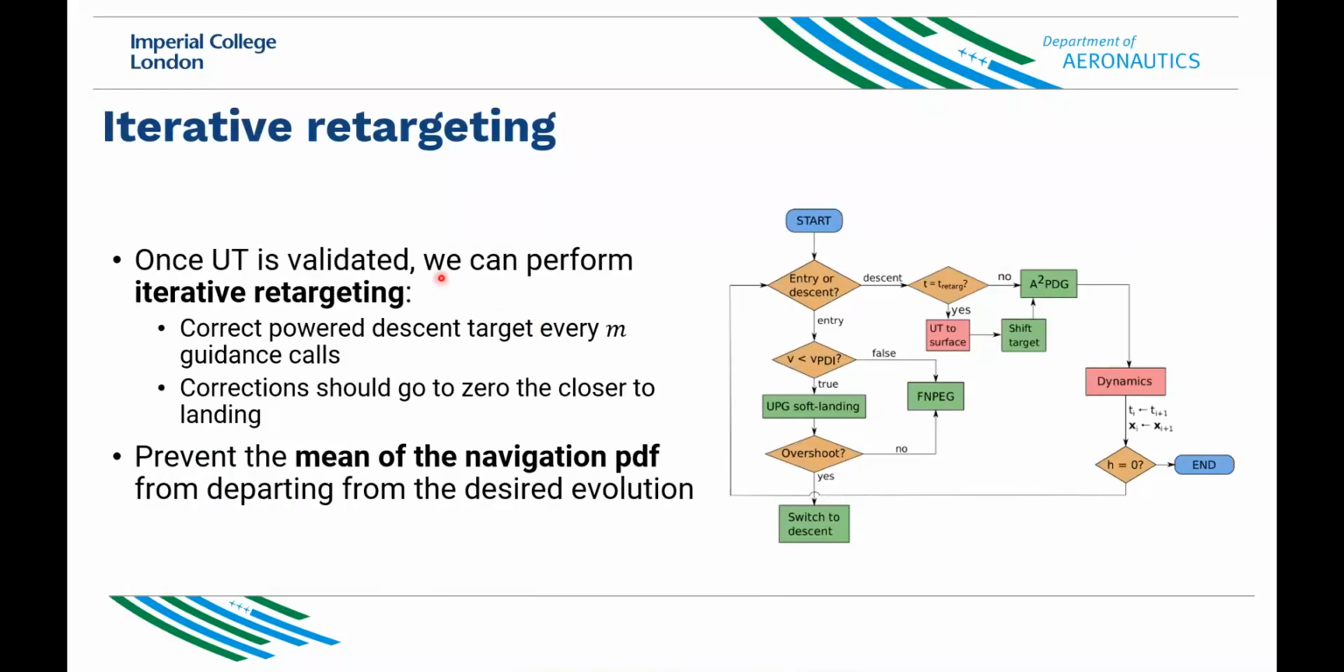Once the unscented transform for the propagation of the navigation uncertainty is validated, we can perform an iterative retargeting scheme. Essentially, this works by fixing some times during descent, for instance every 5 guidance calls, where we perform an unscented transform of the current uncertainty until reaching the ground. And then we correct the target for the main guidance algorithm in order to minimize the final mean landing error. And this essentially prevents the mean of the navigation uncertainty from departing from the nominal trajectory that we assigned.